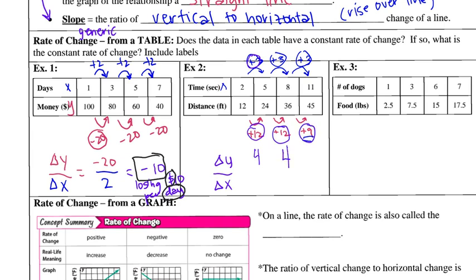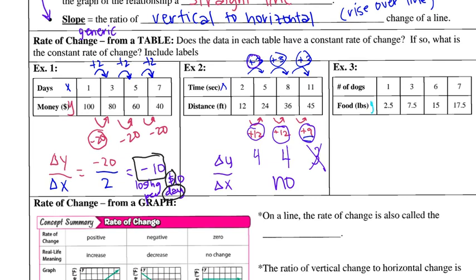But then when I take 9 divided by 3, that's what makes this so there's no constant rate of change. So you would say nope, which then also means on the graph, it's not going to be a line. It's no longer going to have that linear relationship. Okay. And then example number 3, number of dogs and pounds of food.